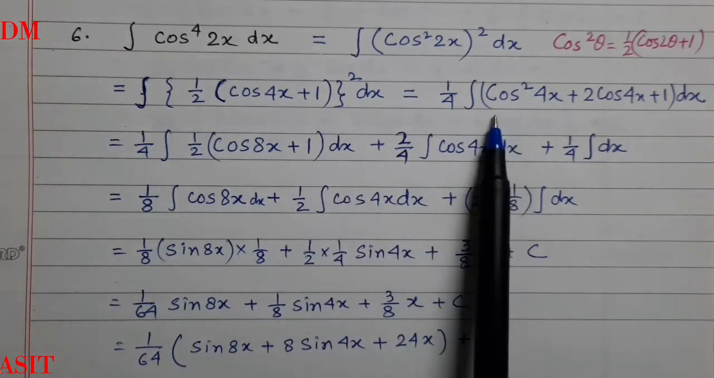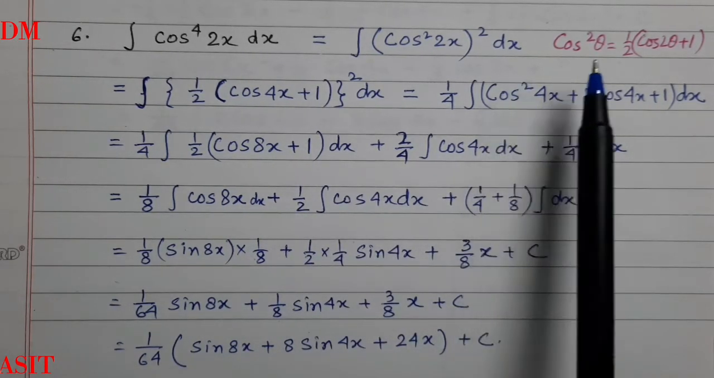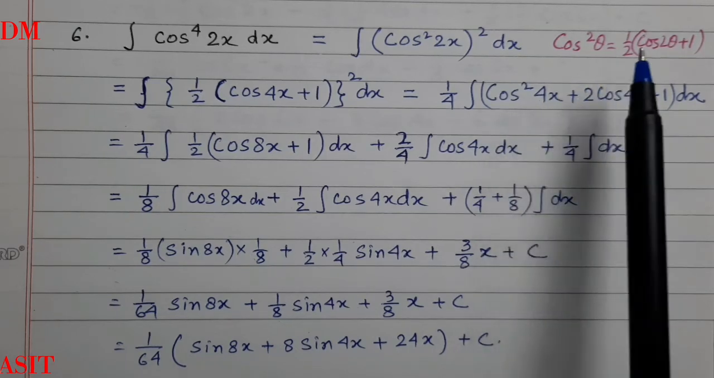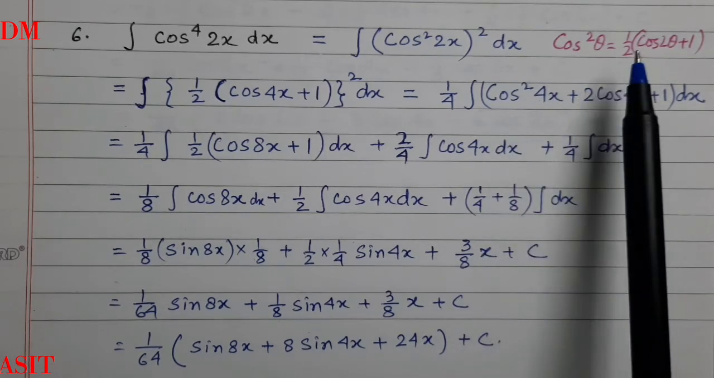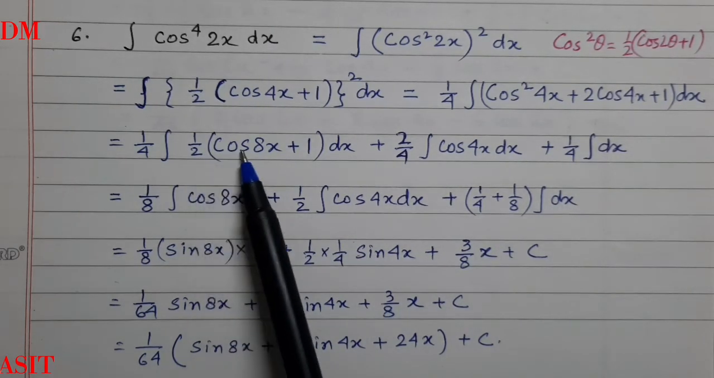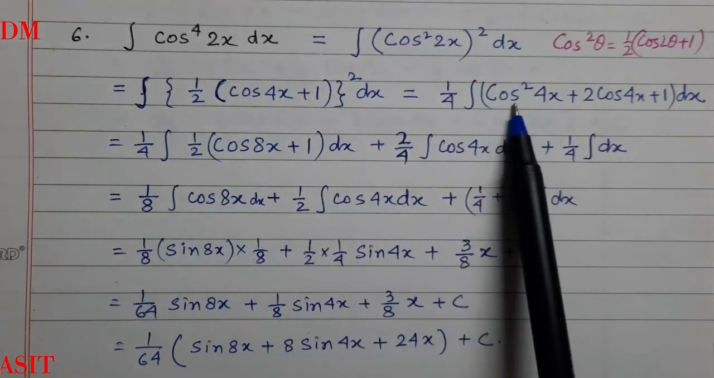Now again we can see that it is cos square. So again we have to use the same formula here. So here theta will be 4x. So it will become 1 by 2 (cos 8x plus 1) dx. This is the first term.